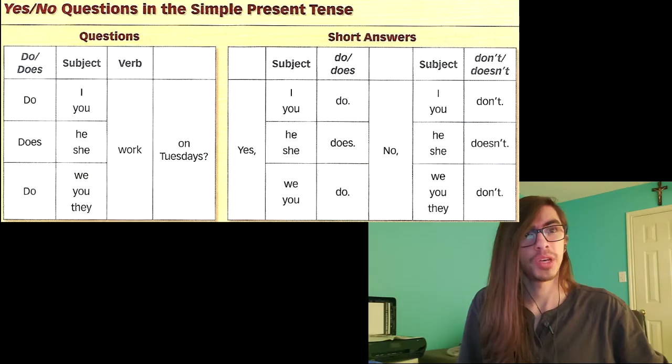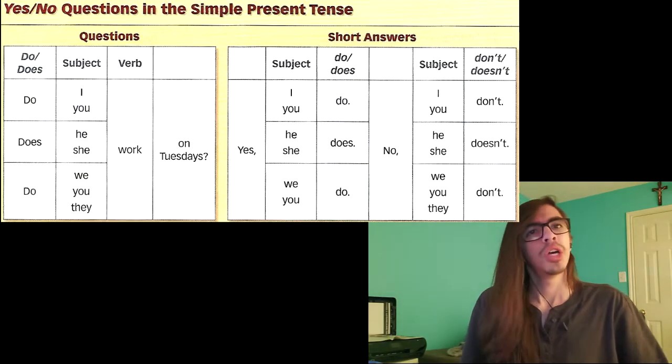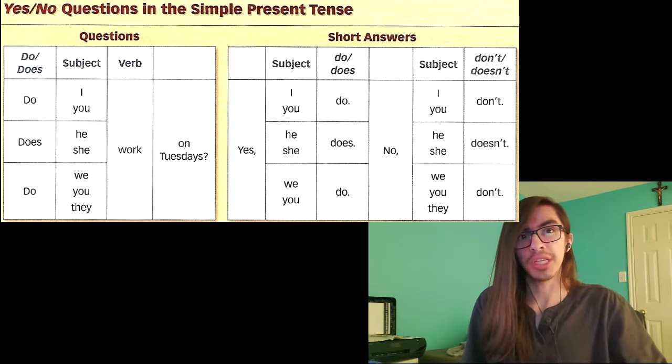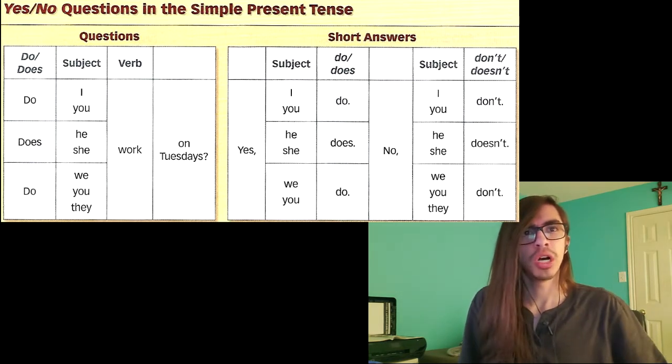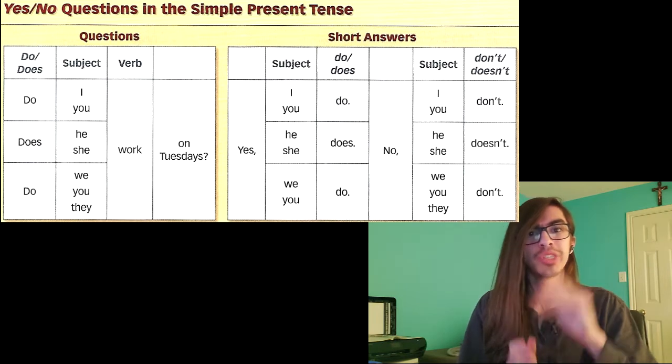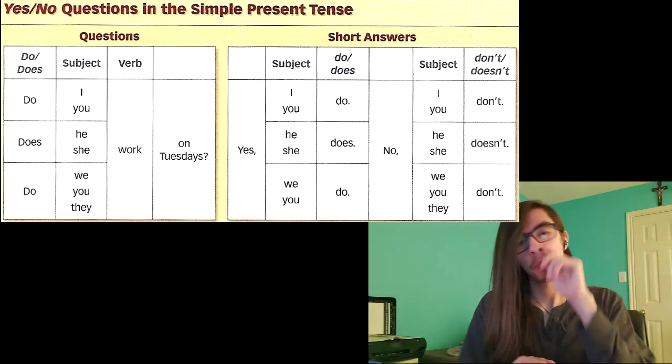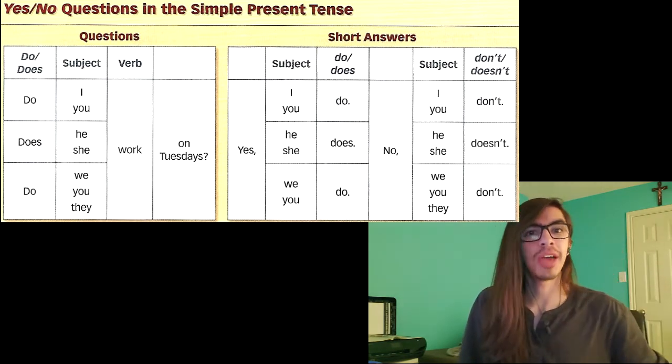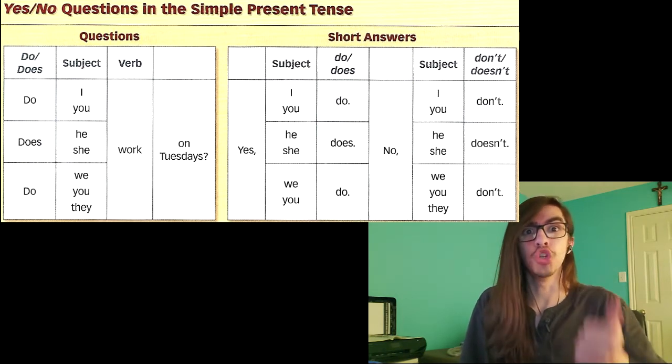Now, ¿cuál palabra usamos? Which word do we use? Do we use do or do we use does? Which one? That matters on the subject, on el sustantivo. So if we use the chart, we see that only does is used whenever we use he or she. Every other subject, every other sustantivo is using do.